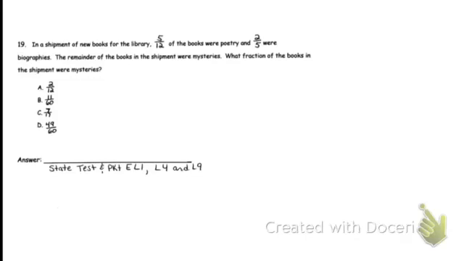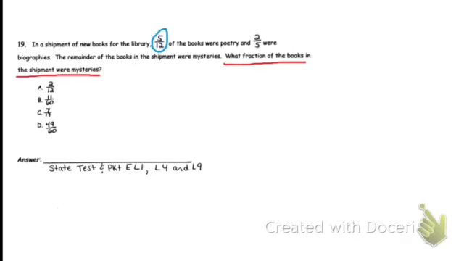Question number 19 says, in a shipment of new books for the library, 5/12 of the books were poetry, 2/5 of the books were biographies. The remainder of the books in the shipment were mysteries. What fraction of the books in the shipment were mysteries? So again, let's go ahead and see what our questioner is asking us. It wants to know what fraction of the books in the shipment are mysteries.